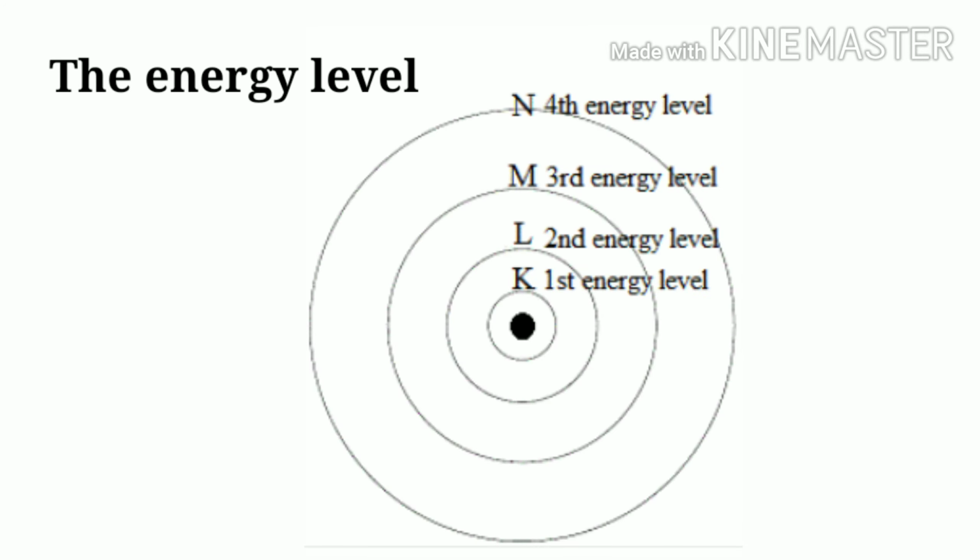The energy level. Let us know something about the energy level or orbit. The innermost orbit is called the K shell or first energy level. The next orbit is called the L shell or second energy level. The next orbit is called the M shell or third energy level. The next orbit is called the N shell or fourth energy level, and it goes on.